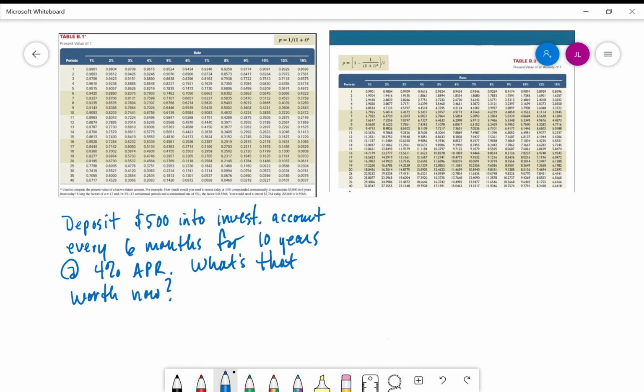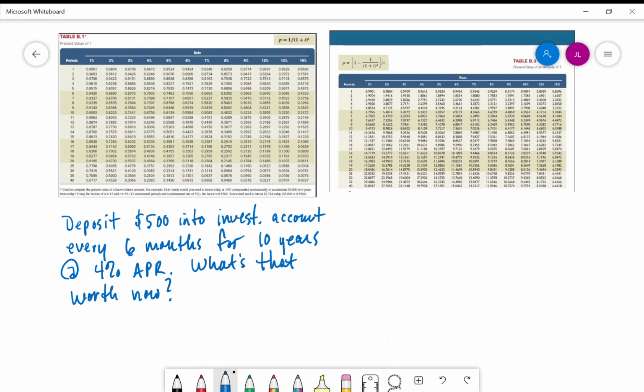So what we're saying is basically at the end of 10 years, we would have an amount in this account. We're not worried about that right now. What we're saying is we put $500 into this account every 6 months, or twice a year, for 10 years, and we're getting 4% annual percentage rate. What's the value of all of those deposits into that account over this amount of time and this annual percentage rate done semi-annually? What's the total amount of those deposits worth today?